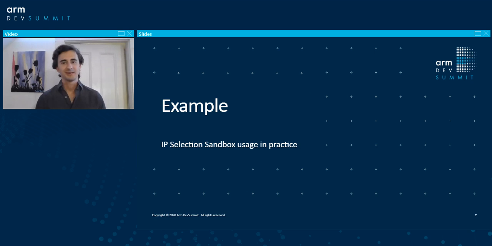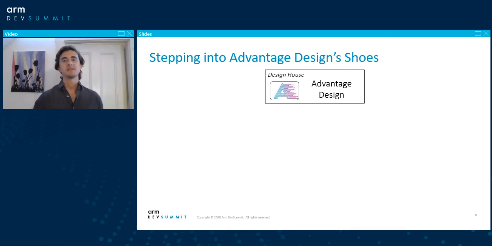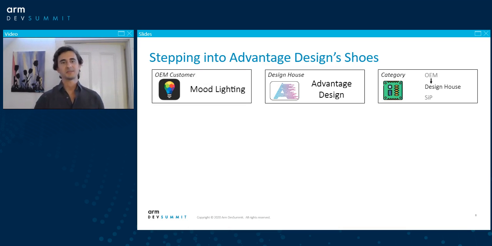Thank you, Pareena. Great overview. So now, as Pareena said, I will dive into a use case in practice. This is a made-up example, but it's based heavily on experiences that we've had with customers using this tool, and is based on some of the pains that we've seen some users have before using this tool and working to fix them. So we'll step into the shoes of a design house. This is a fictional design house called Advantage Design, and they have been contracted by an OEM called Mood Lighting to create a new project for them.